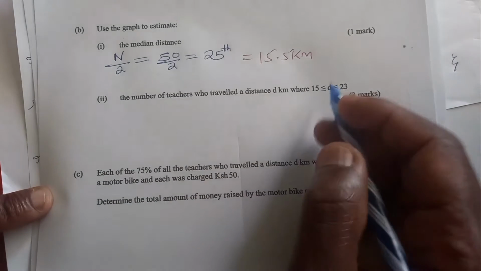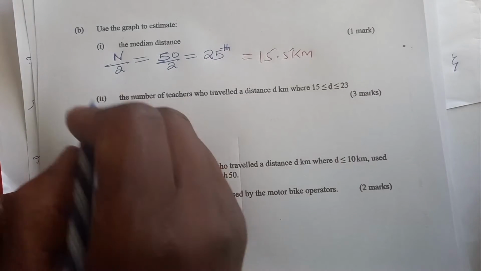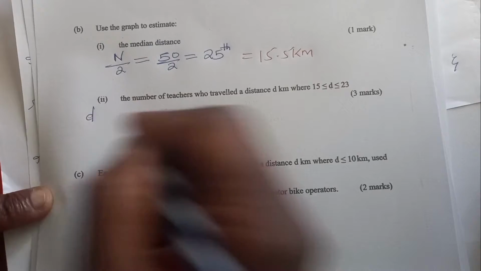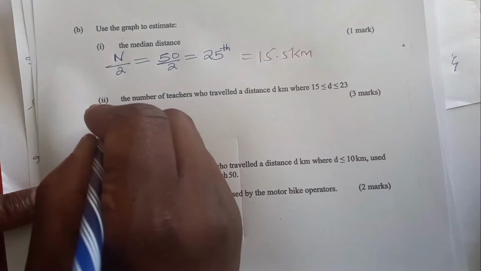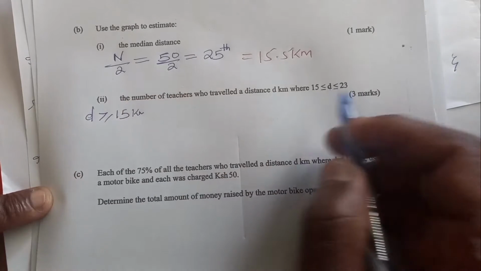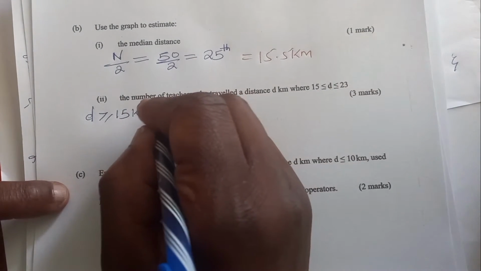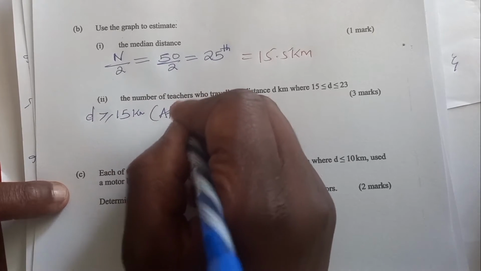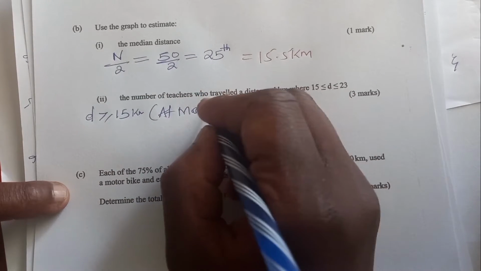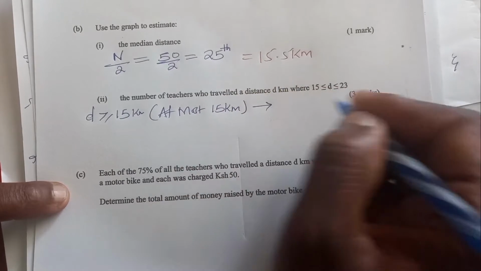I'm going to split these. So first of all, we shall get the number of teachers who travel this distance, which is d is greater than or equal to 15 kilometers. You see the same with 15 is less than or equal to d. So this means that we are looking at teachers who traveled at most 15 kilometers, we get the number.